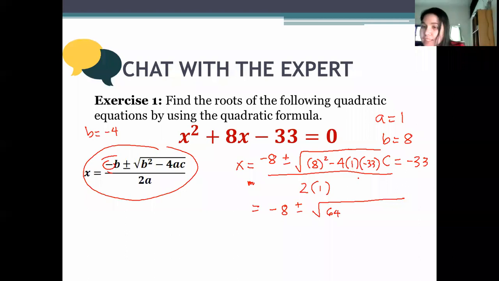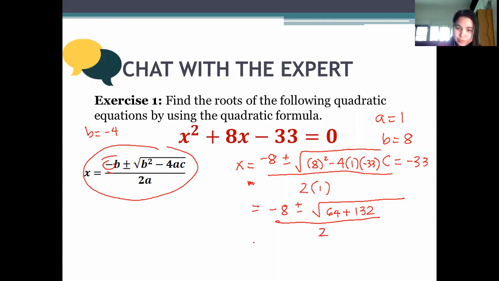Actually, the technique is you simply count the number of negative signs for the product. If the number is even, the answer is positive. But if the number is odd, then the answer will be negative. So with that one, there are 2 negative signs, so positive: plus 132, divided by 2.